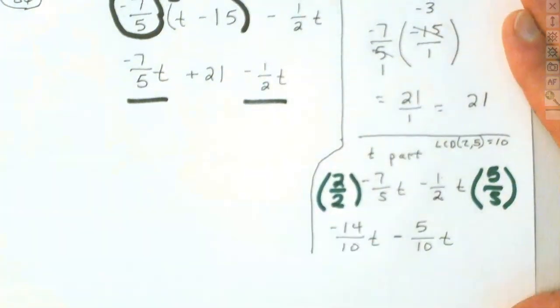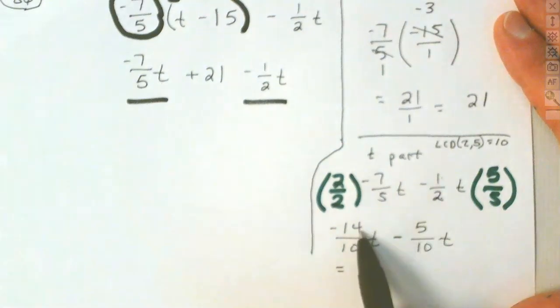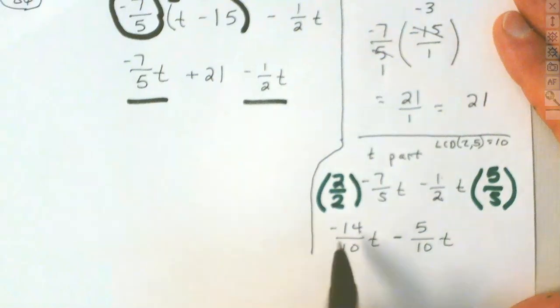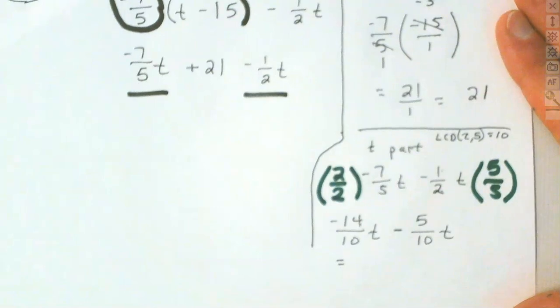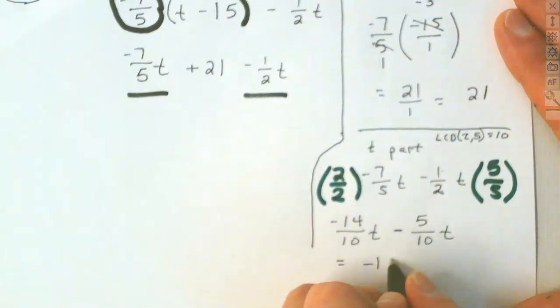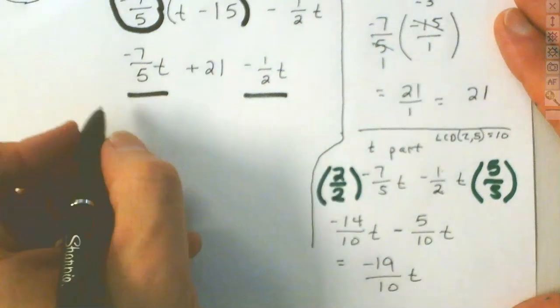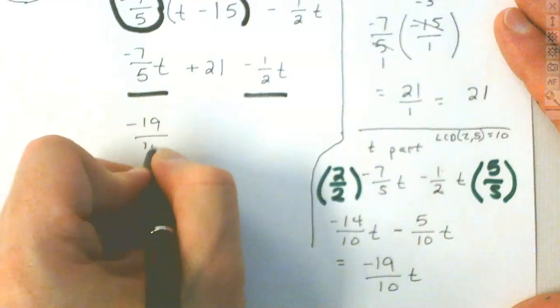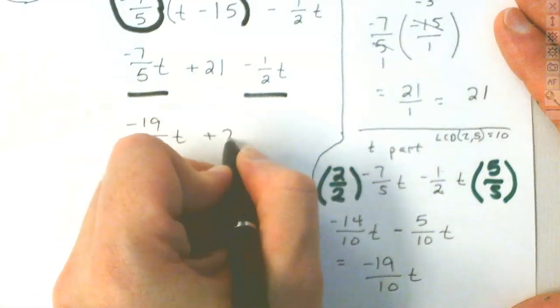Are these fractions the same? Do they have the same denominator? Yes, so they can put them together. Is it going to be a positive or a negative number? Watch. Are we multiplying here? No, what are we doing? Subtracting, right? So we have a minus 14 minus 5 that makes it a minus 19 over 10t. And then we've got our plus 21.